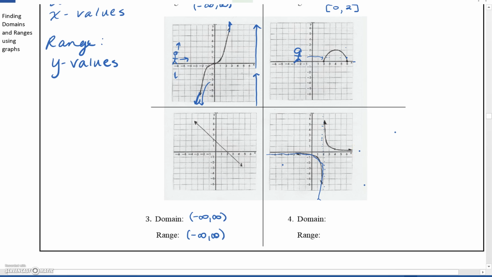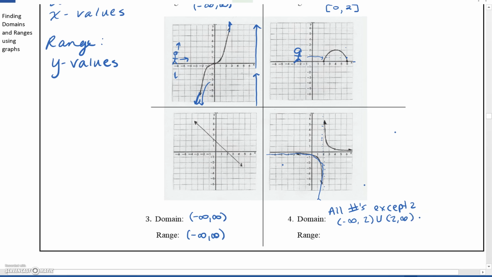So here's a case for the domain. We want all numbers except 2. We're leaving out 2. And I talked about it in the last video how to write that out. We're going to go from negative infinity up to 2, use a parenthesis, union 2 to infinity.